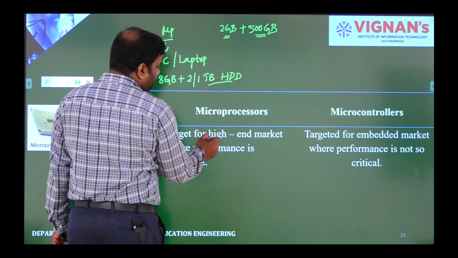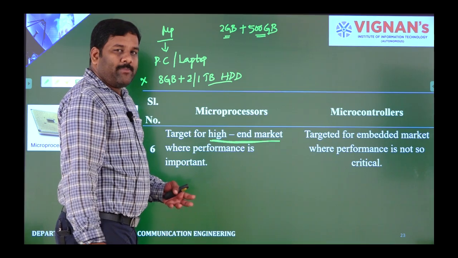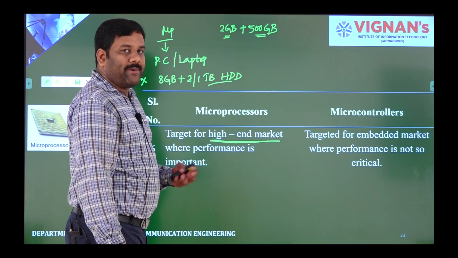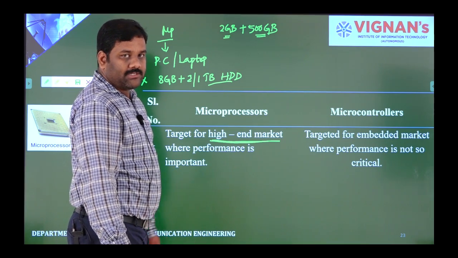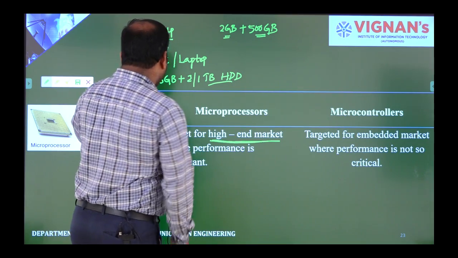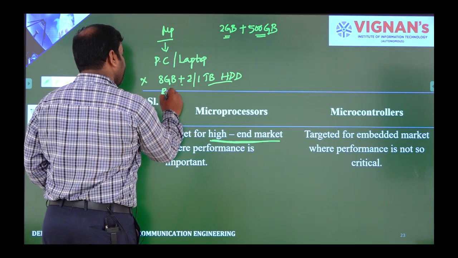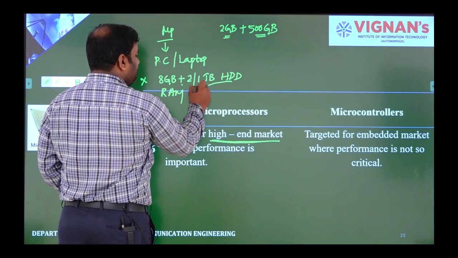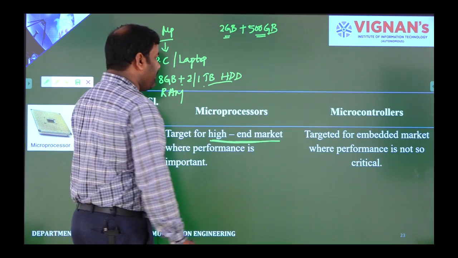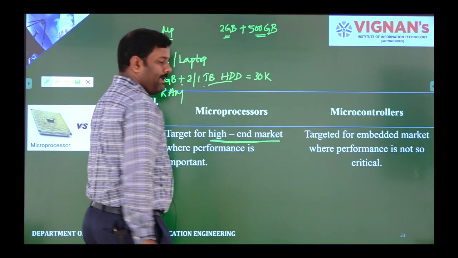So high-end market is nothing but where more number of people are willing to purchase for that particular cost. For example, as we are already having a laptop, 8 GB RAM with 1 TB hard disk, let it be. Its cost is around, let's say, 30K.